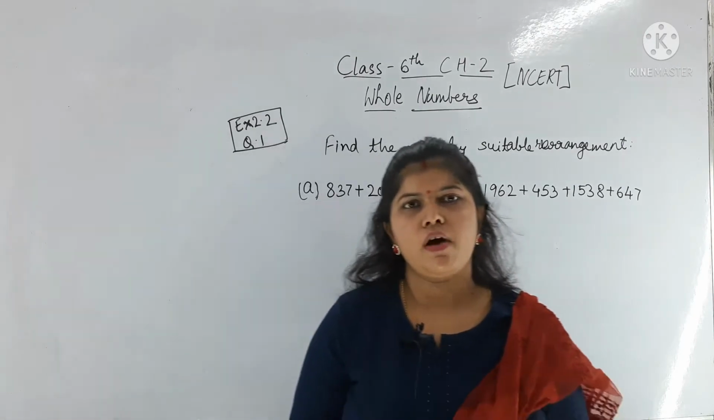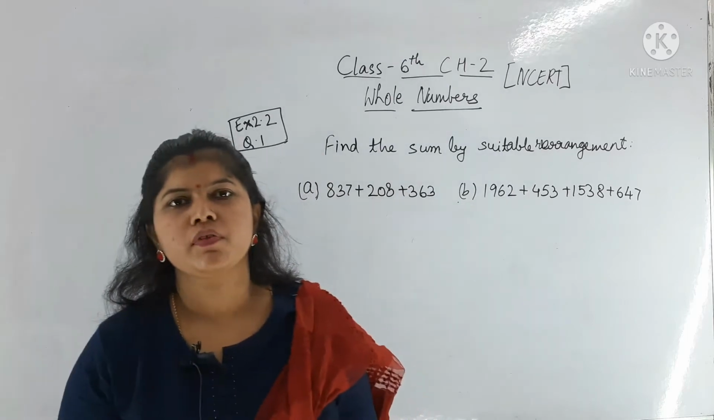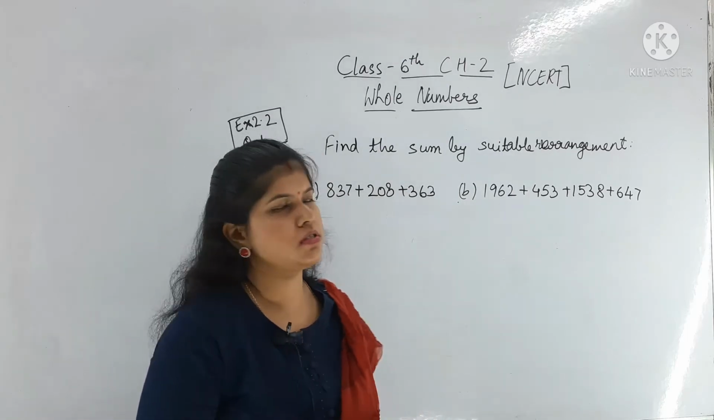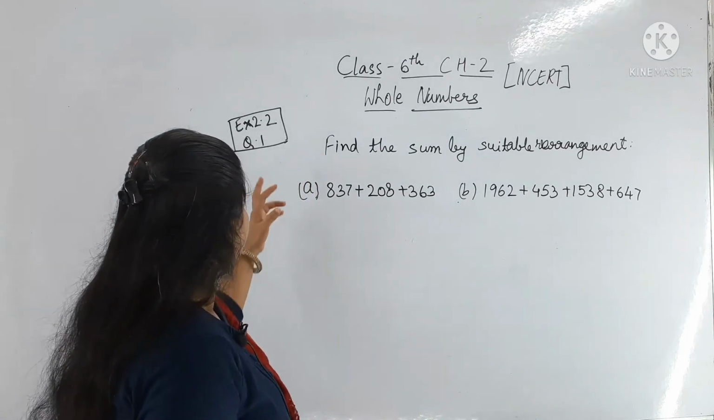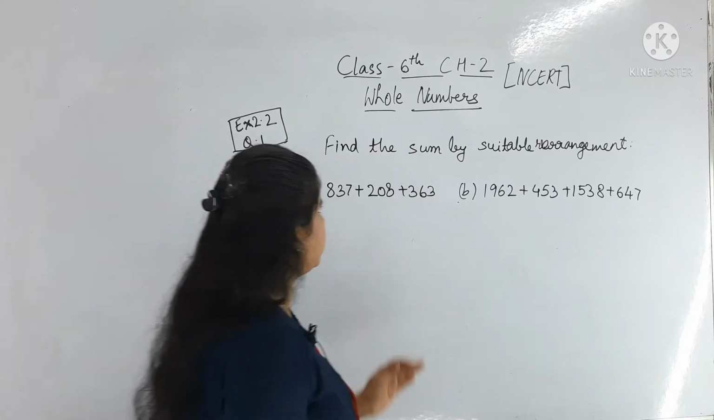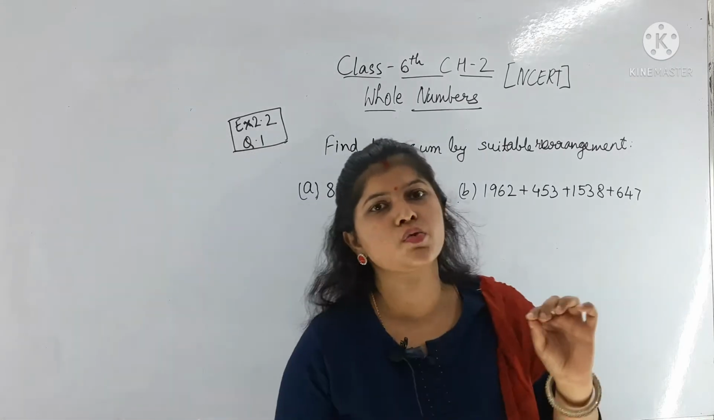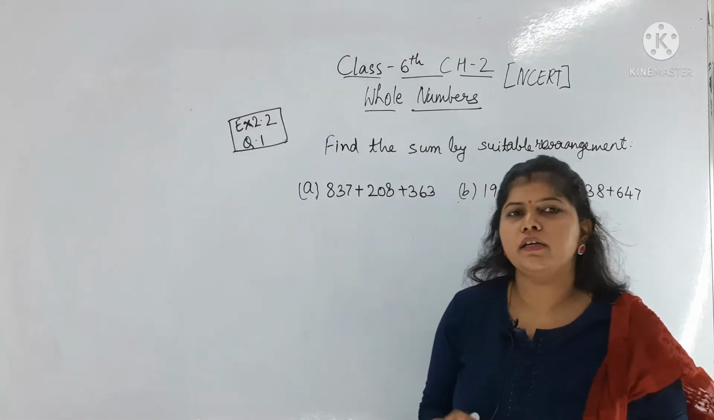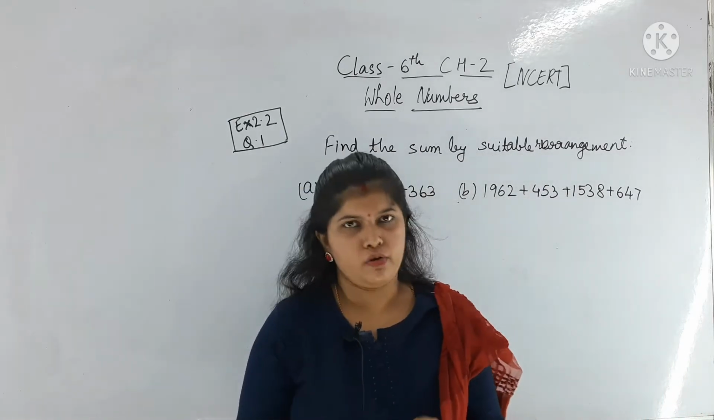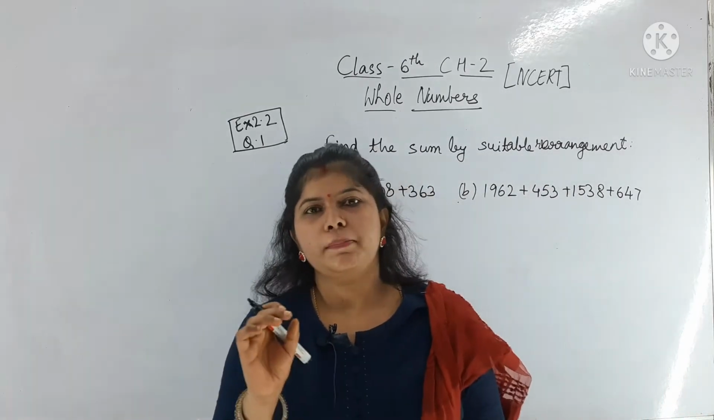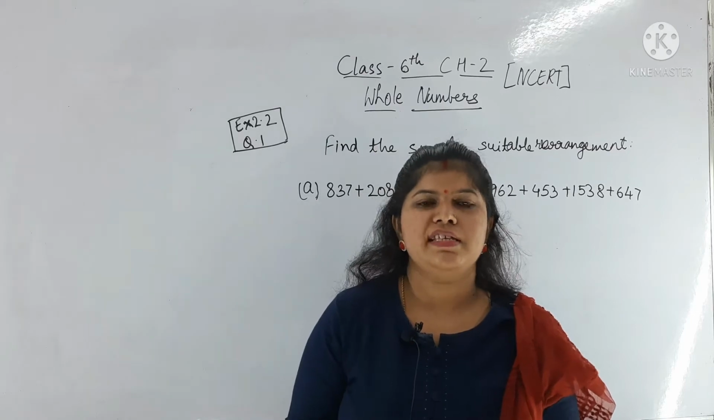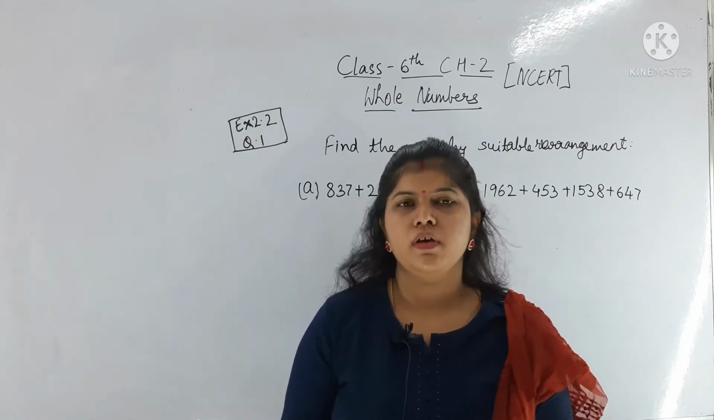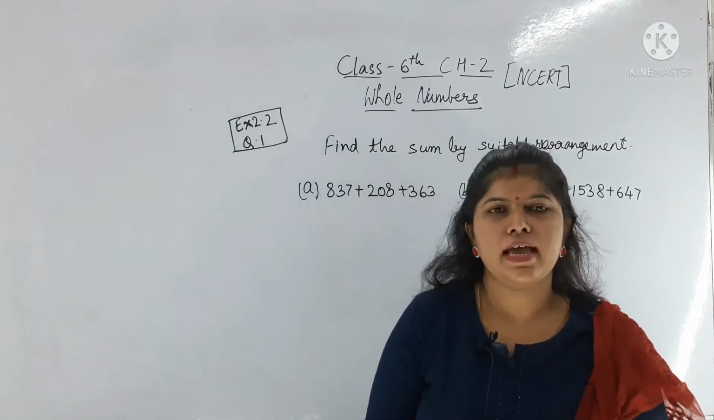Here in this video I will cover exercise 2.2 of class 6, that is whole numbers. Question number 1: you have to find the sum by suitable rearrangement. I had told you in my introduction video about the properties of the whole numbers, that is commutative, associative and distributive. This will be applied on this exercise.